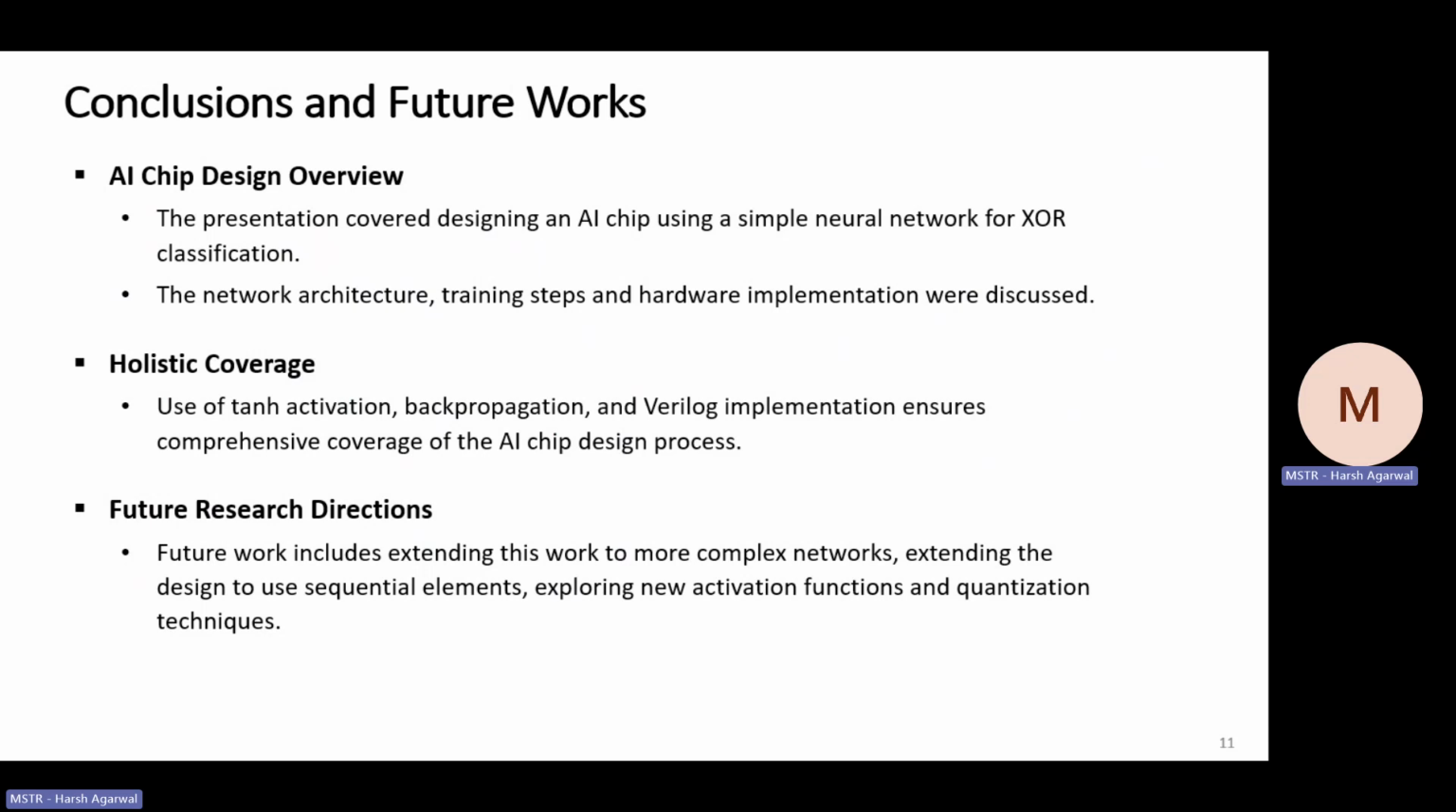Finally, concluding what I have mentioned in this study: the presentation covered designing an AI chip using a simple neural network for XOR classification, and the network architecture, the training steps, and the hardware implementation were discussed. The usage of tanh activation, backpropagation, and Verilog implementation ensures comprehensive coverage of the entire chip design process. Future research directions are to move the study to more complicated networks, and also extend the design to use some sequential elements. We're also looking into exploring new activation functions and other quantization techniques.